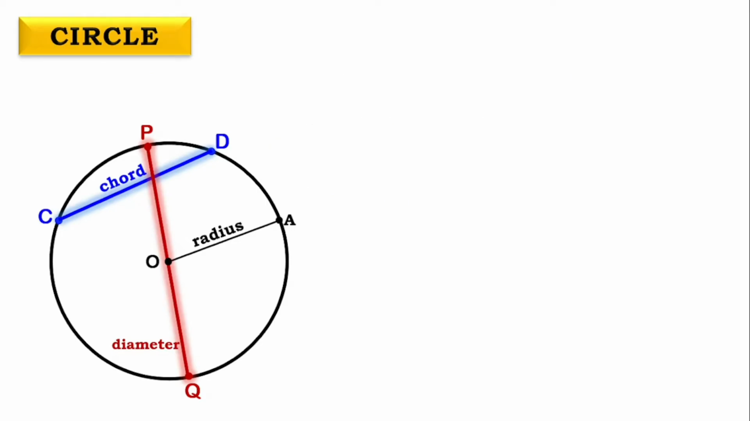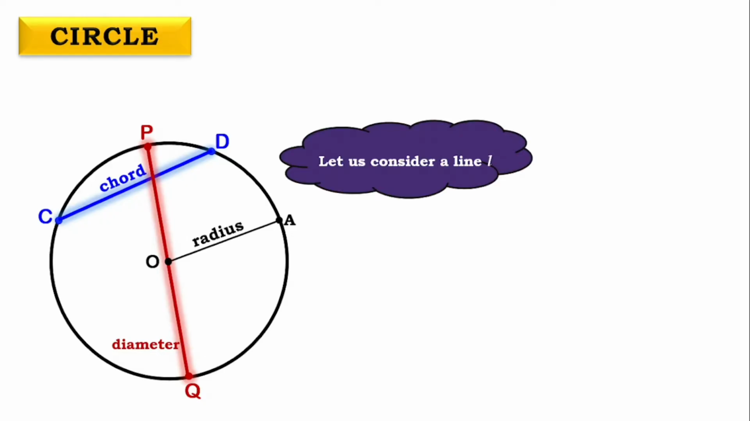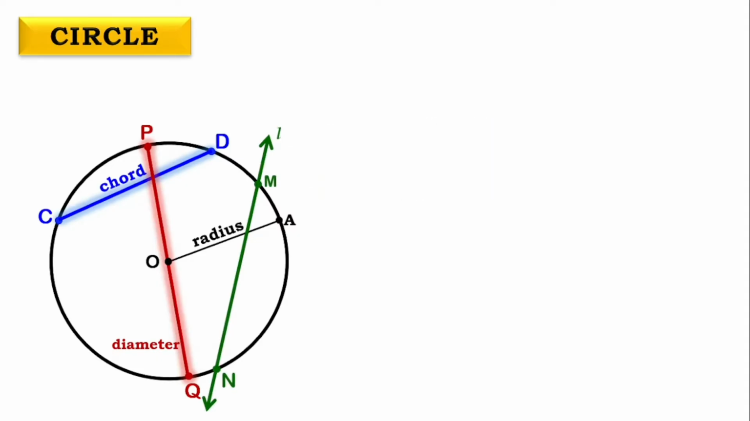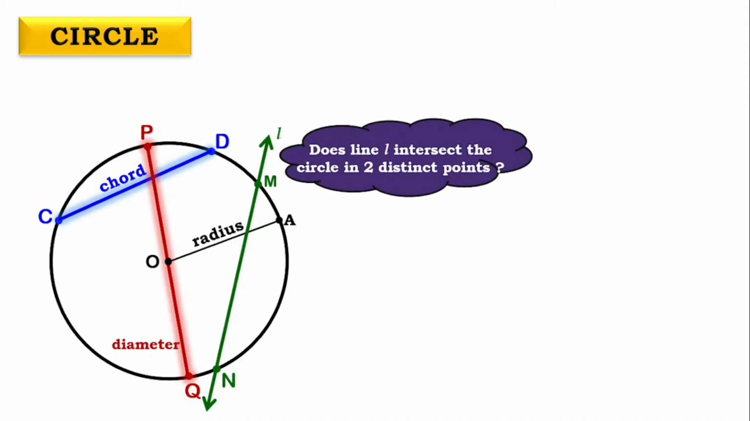Moving to the next topic, let us learn what a secant is. Let us consider a line L. I'll consider a line L over here, in green color. I have 2 points over there, M and N. Does line L intersect the circle in 2 distinct points? Yes, they are intersecting, at point M and point N.